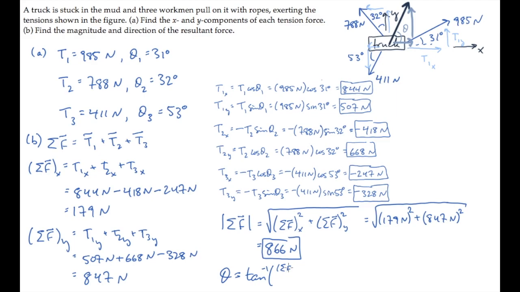The angle theta is the inverse tangent of the opposite side, that's the y component, to the adjacent side, that's the x component. So we can substitute values. Calculating to find that the angle theta is 78.1 degrees.